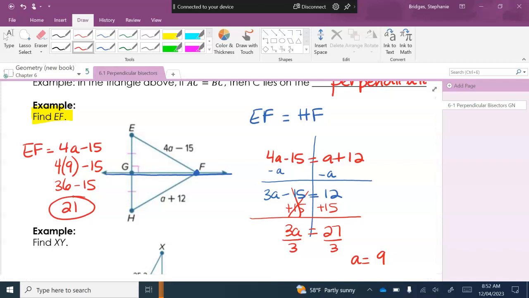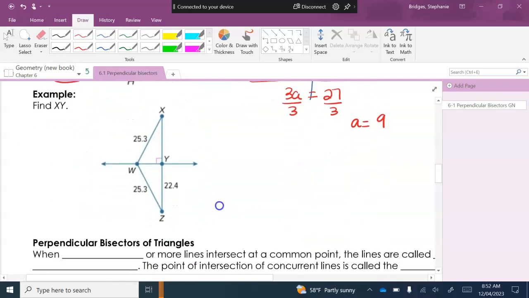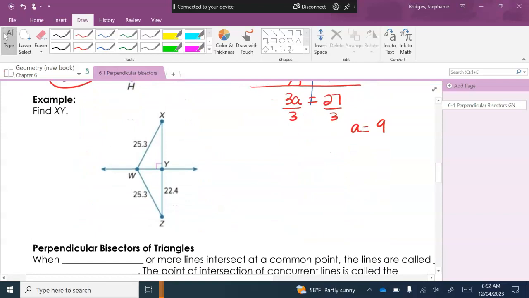I want you to go ahead and try the next example. Basically the same stuff. They might give you a little bit different information. But remember, if you're told these are congruent, then these two are congruent. If you're told these two are congruent, then those two are congruent. Actually, this one shouldn't take very long to do. There's no variables for me to solve for, is there?